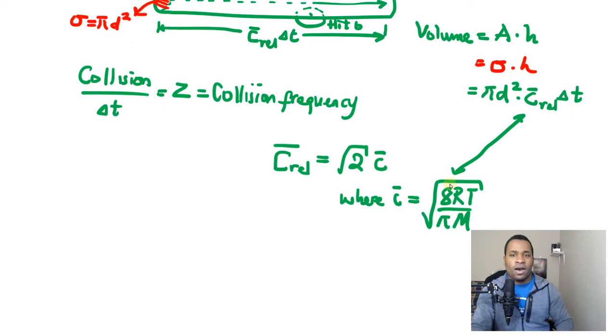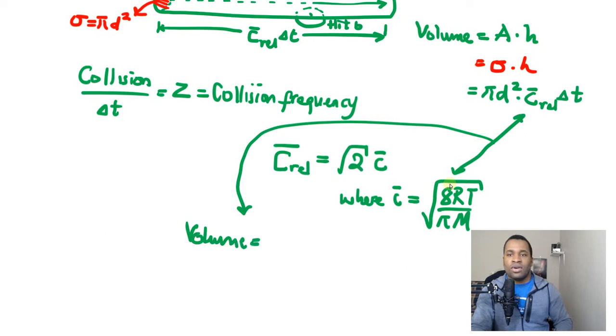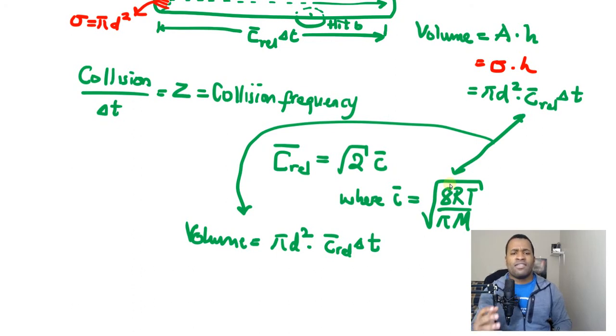And so therefore, our volume is going to be equal to, in this case, pi d squared multiplied by our specific relative mean speed multiplied by our time. And so once we have this particular volume, our next thing is to focus on the number of particles right here.